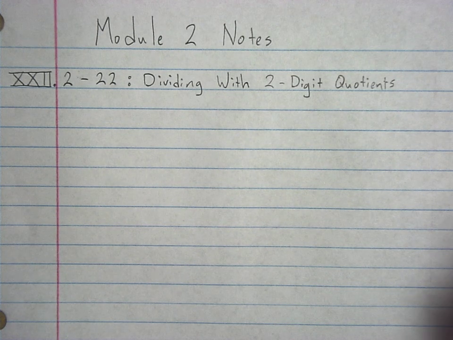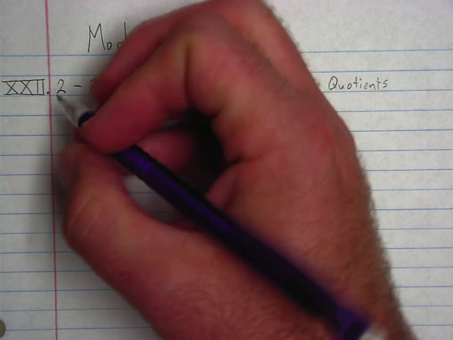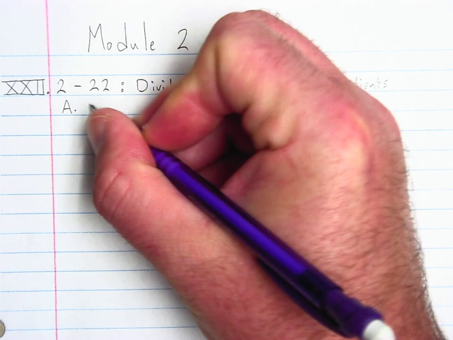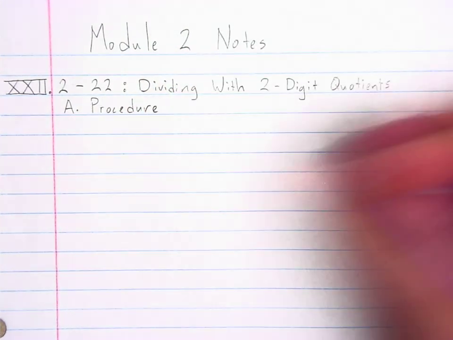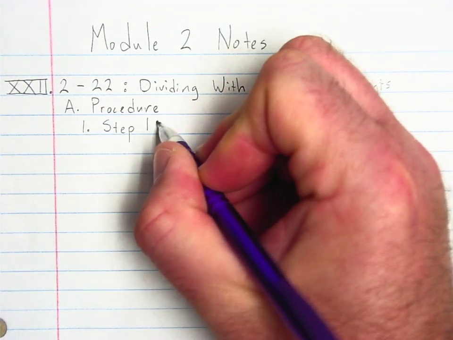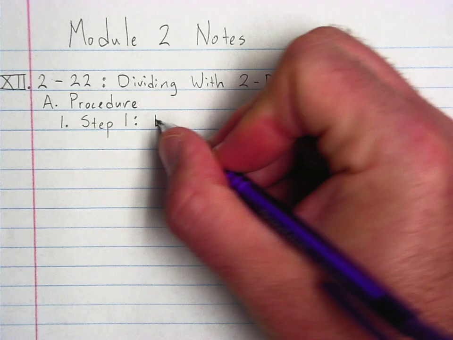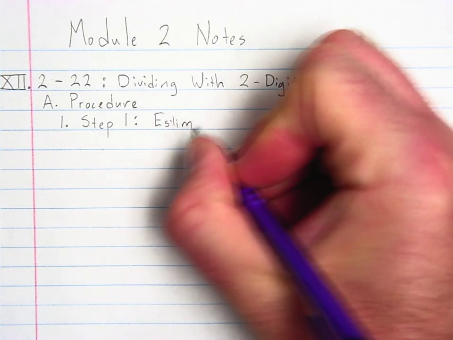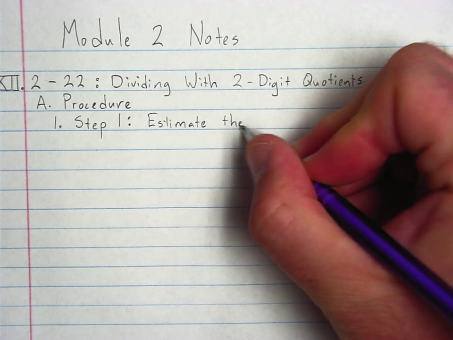Just like before, diving right into the procedure because I'm hoping that is not particularly new, but I know that some of these are getting a little bigger. Letter A, procedure. Step 1, very important. A lot of people try to skip, but again, we need to be practicing this skill, and it is meant to help you check your answer even before you get your answer.